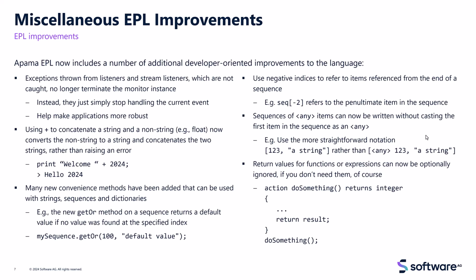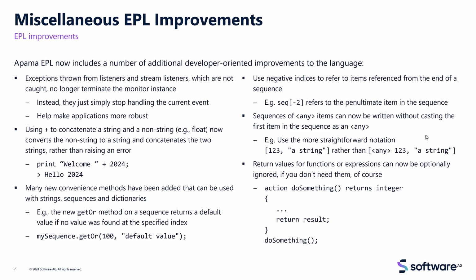For concatenation, you can combine different data types now. I've got a nice simple example of a text string saying welcome plus a number 2024. So that makes concatenation easier. We've got some new convenience methods if you're using sequences and dictionaries, and the example I've given here is the new getOr method, which allows you to get an item from a sequence at an index, and if it doesn't exist at that index, then you can return a default value instead.